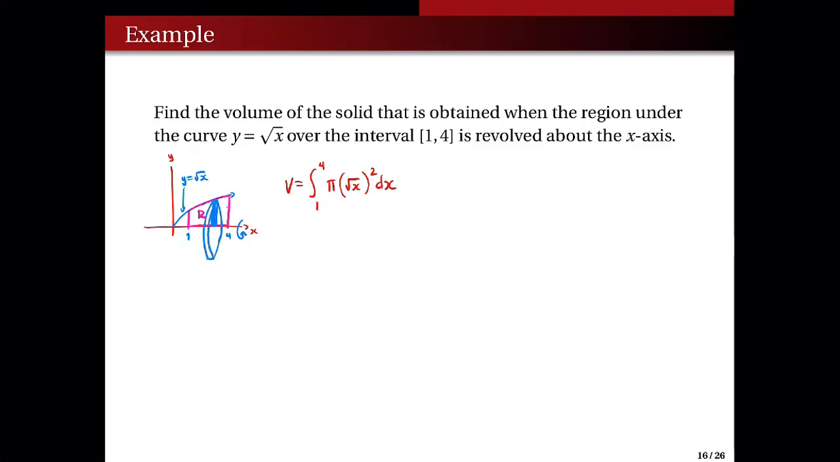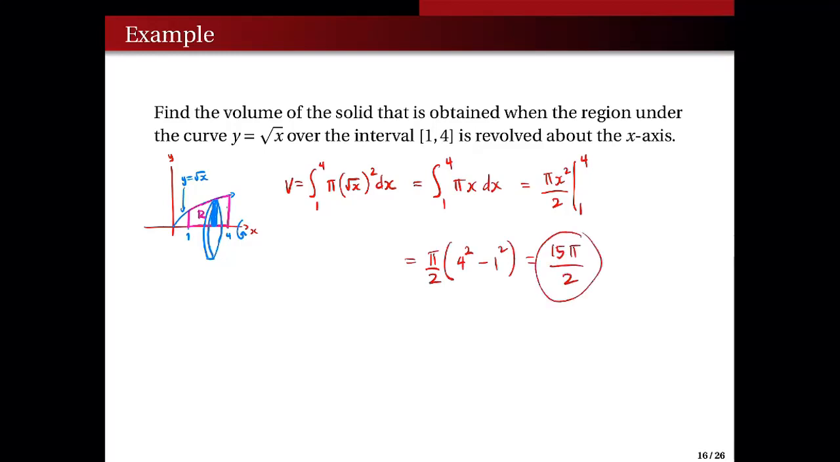And therefore, this guy here we can easily solve. So it's the integral from 1 up to 4 of pi x dx. So this is just pi x squared over 2 from 1 up to 4. So this is pi over 2 times x squared, that's 4 squared minus 1 squared. So 16 minus 1, 15. So you will get 15 pi over 2. So this is the volume of that solid.